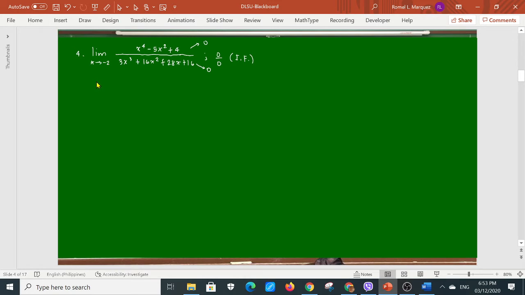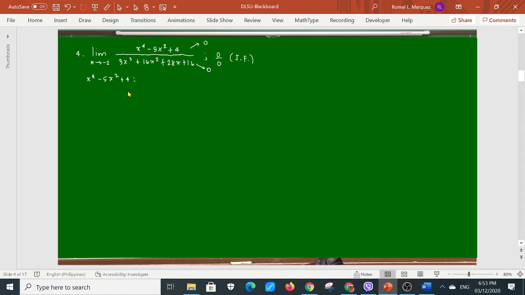Let's determine the factors of the numerator and factors of the denominator. So let's start with the numerator. x to the 4th minus 5x squared plus 4. We know that x plus 2 is a factor because the root of this when equated to 0 is negative 2, meaning it is a 0 of this polynomial, no? If a number is a 0 of a polynomial, then x minus that number is a factor. So x minus negative 2 is surely a factor, no?